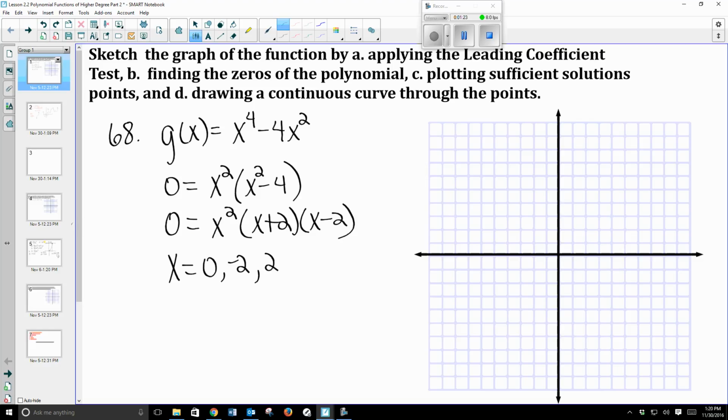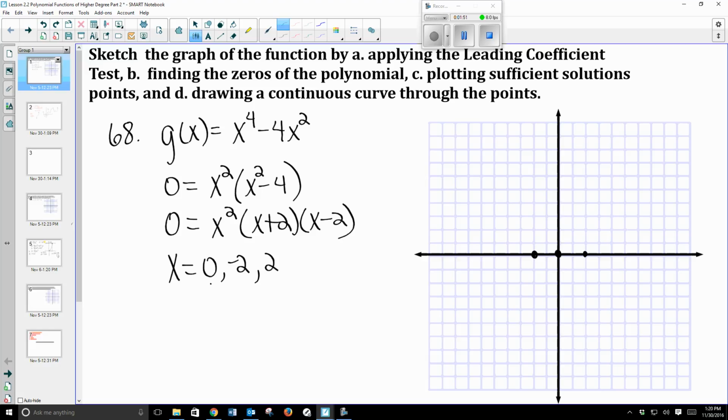So we have to refer to the factors to see what the multiplicity is. It didn't tell us to look for the multiplicity, but we need to know it whenever we're graphing this. So first let me plot the points: 0, negative 2, positive 2. So we know our graph from these points are going to go up like that, from the leading coefficient test. But we need to know what's going on in between.